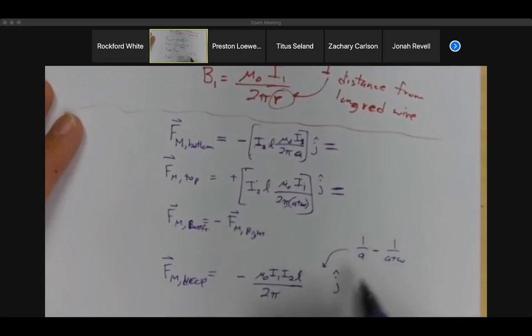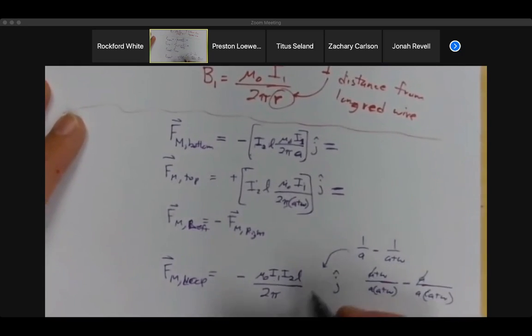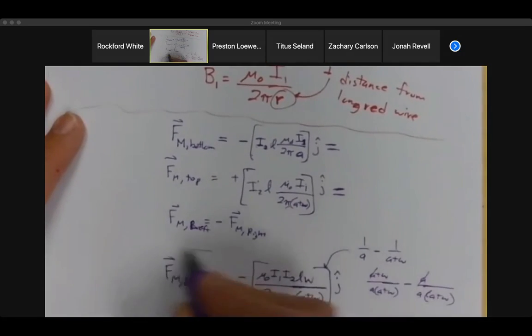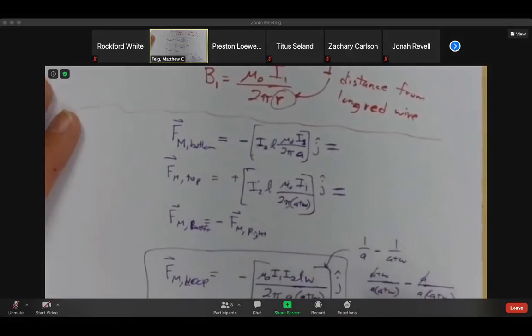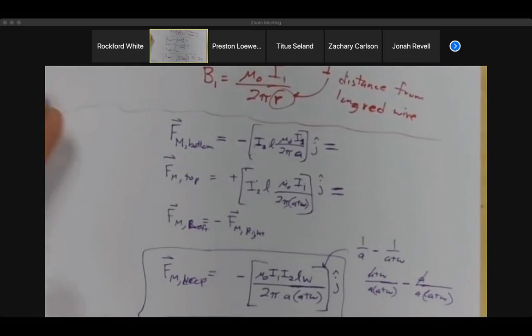And if you do that subtraction, what do you get? a plus w over the common denominator minus a over the common denominator. And when you subtract, you just get a factor of w. So you would get Lw over a plus w. And maybe double check, but I believe that is correct. But let's just put the numbers to it. What's the force on the bottom? What's the force on the top? And what's the net force?